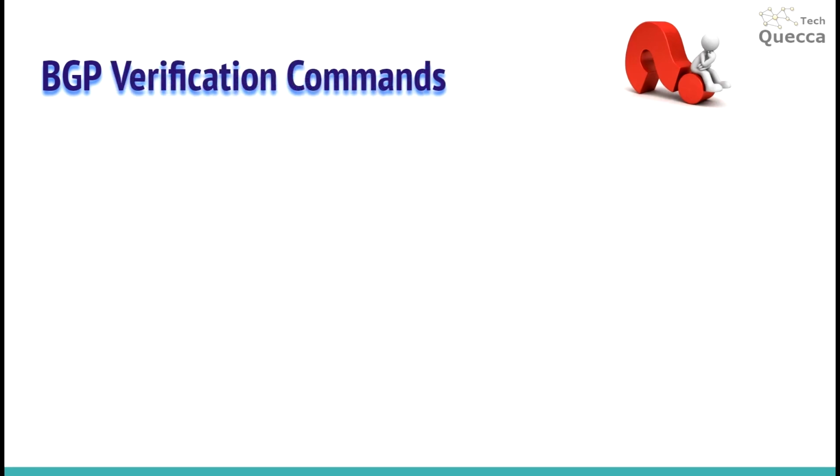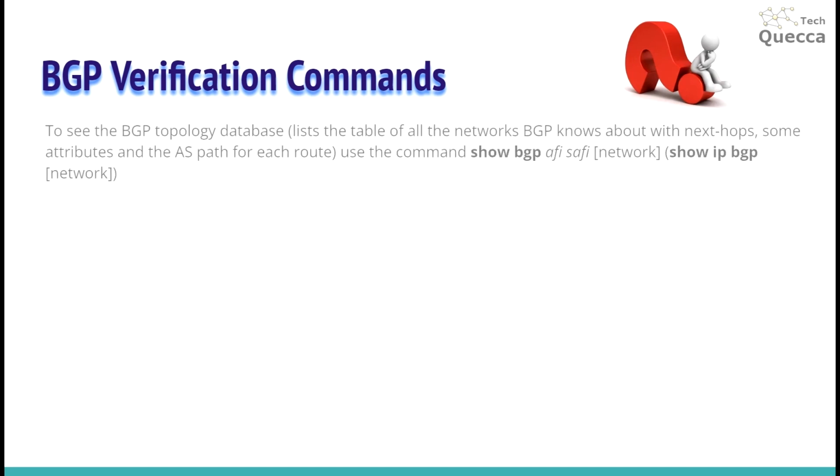And let's review some BGP verification commands. If you want to see the BGP topology database, use the following command show bgp AFI SAFI, where AFI can be either IPv4 or IPv6 and SAFI can be unicast or multicast. And then you can filter output by adding the network at the end of your command to see only information for that network.